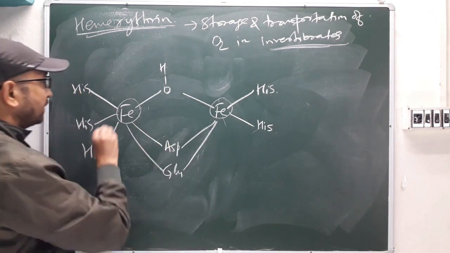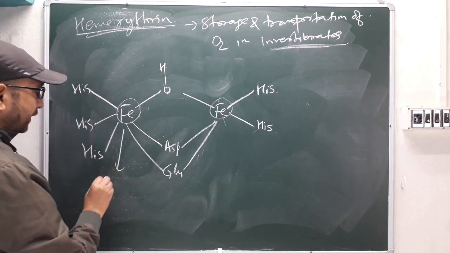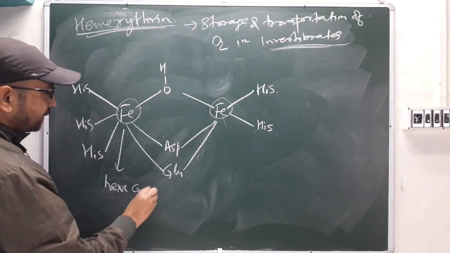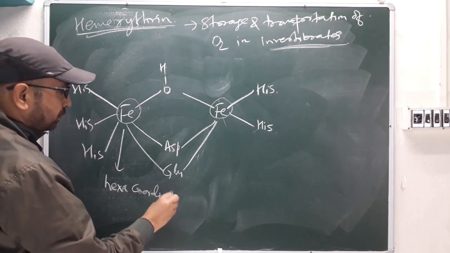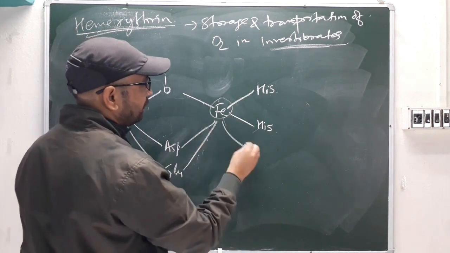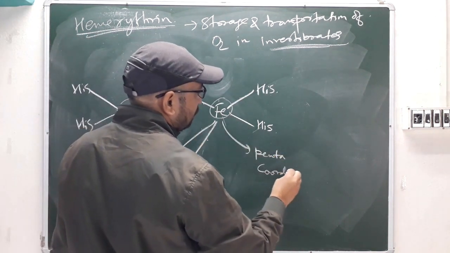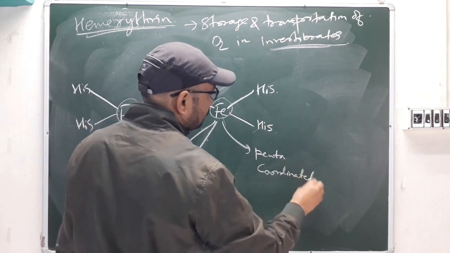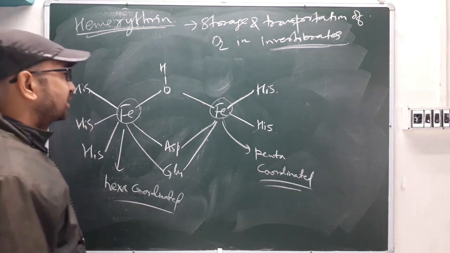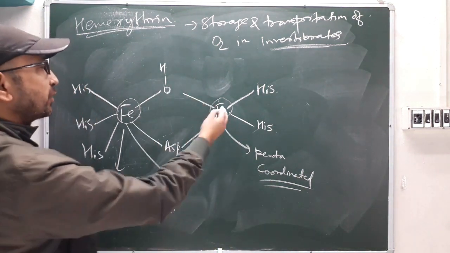So one iron will have 1 2 3 4 5 6, so this will be hexa coordinated. And this one 1 2 3 4 5, this will be penta coordinated. So maybe they might ask these questions, otherwise no need to remember, if you know the structures you can easily calculate it.